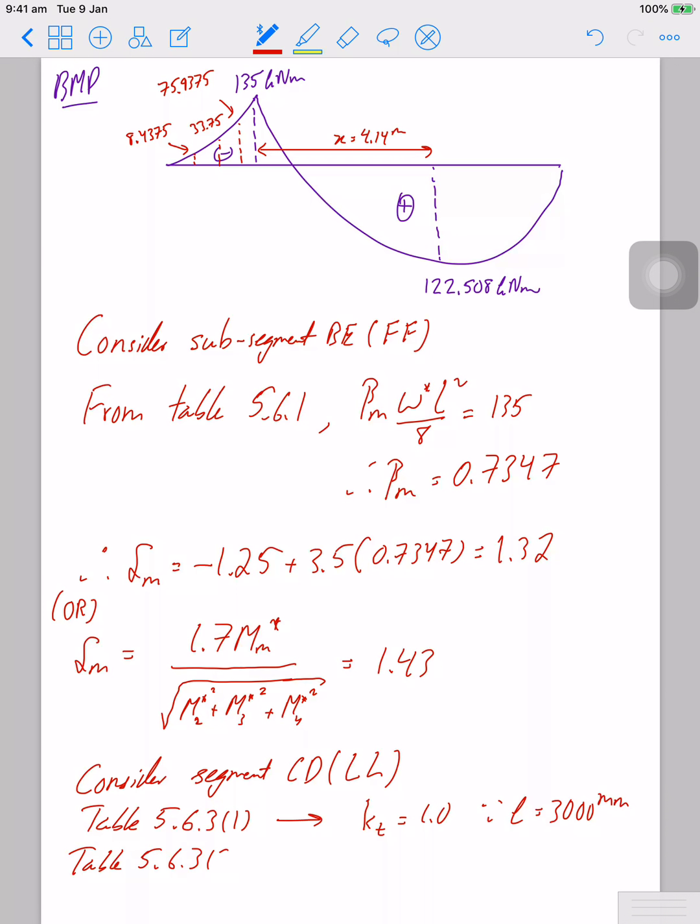From table 5.6.3.2, get your KL factor equal to 1.4, and then from table 5.6.3.3, your KR factor is going to be equal to 1.0. So if you want to find your LE, which is KT times L, you should get a factored length of 4,200 millimeters.